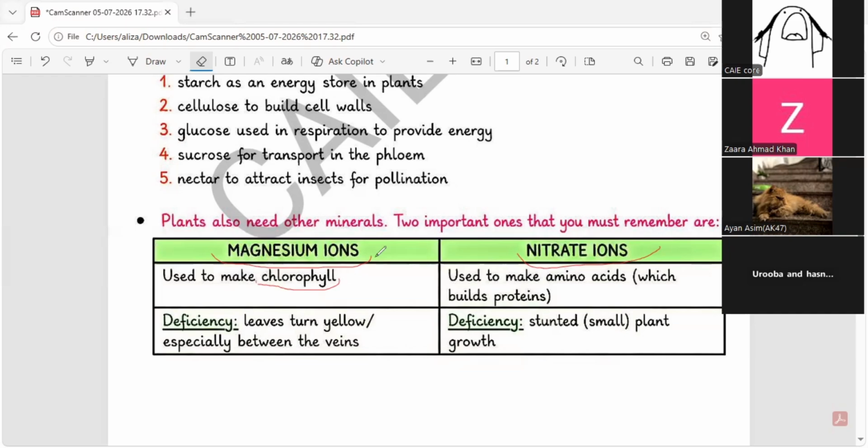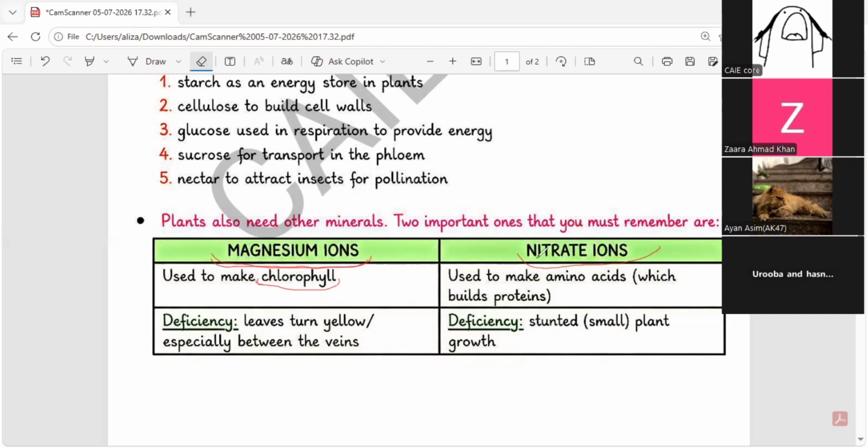So magnesium ion is used to make chlorophyll, and if magnesium ion is not present, the deficiency that will be caused is that the leaves will turn yellow, because as we discussed, chlorophyll is what gives the green pigment color to the plant. If this chlorophyll is not present, the leaves will turn yellow, especially between the veins. Now if someone asks you, hey, why is this leaf yellow? My leaf has turned yellow. You can immediately look and tell that the plant lacks magnesium ions. So the farmer needs to get a fertilizer that has a lot of magnesium ions.